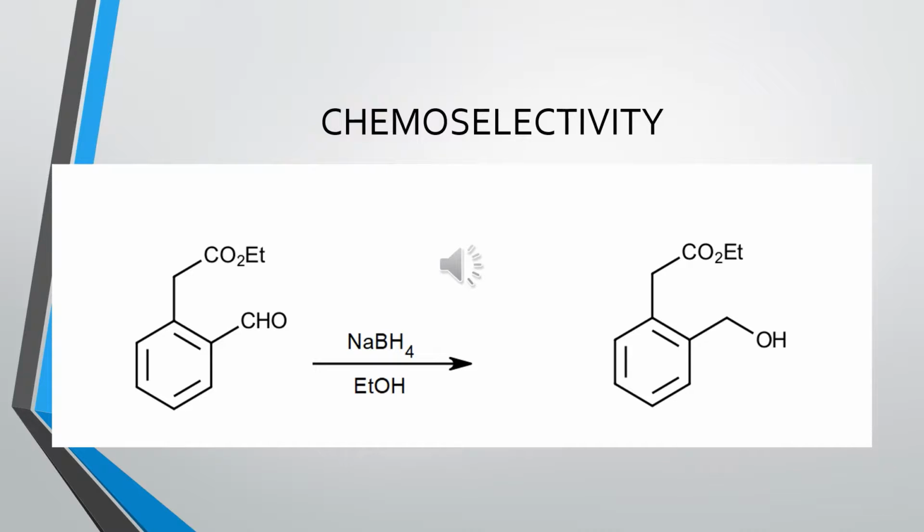You'll learn that aldehyde carbonyls are much more reactive towards nucleophiles and reducing agents than are ester carbonyls. And so if we adjust the stoichiometry of the reducing agent, sodium borohydride, we can achieve chemoselectivity in the reduction of the aldehyde in the presence of the ester and not touch the ester. This is an example of chemoselectivity.